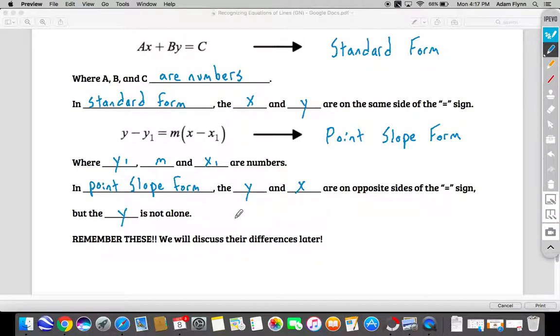And another telltale sign that an equation could be in point-slope form are the parentheses here. Not all point-slope form equations will have parentheses, but typically it's very easy to tell if something is in point-slope form because it does have parentheses.